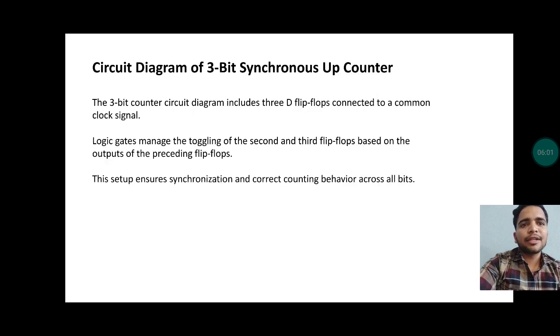Circuit diagram of 3-bit synchronous up counter. A 3-bit synchronous up counter circuit diagram includes 3 D flip-flops connected to a common clock signal. Logic gates manage the toggling of the second and third flip-flops based on the outputs of the preceding flip-flops. This setup ensures synchronization and correct counting behavior across all bits.